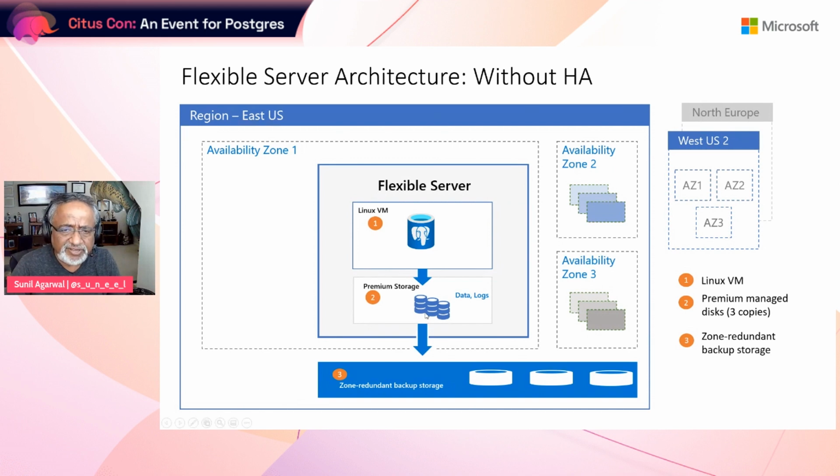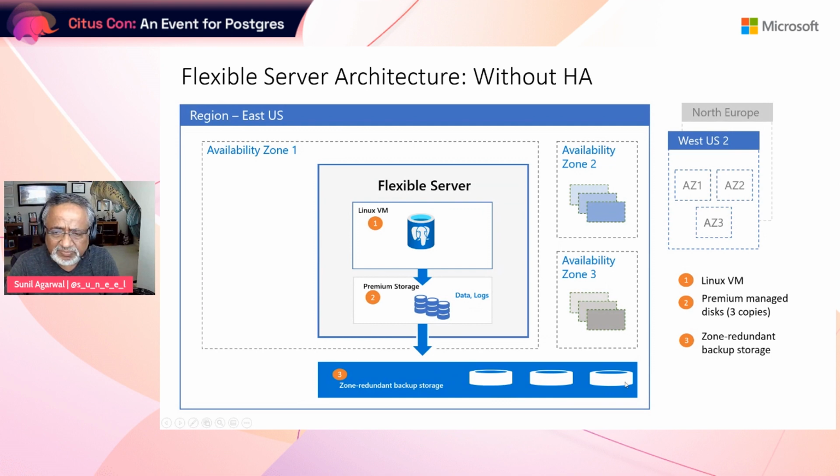Similarly, if you notice, we have 3 copies of the data. So if any copy gets corrupted, you are safe from that perspective also. So one thing to note is that flexible server in its current configuration without HA is resilient to node failure. It is resilient to storage failure. Now the third thing that you will see at the bottom is the zone redundant, or zone resilient, backup storage. This is where we put the database backups periodically, and we do a transaction log backup every 5 minutes. This is where we upload those things.